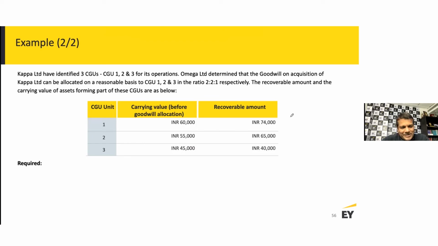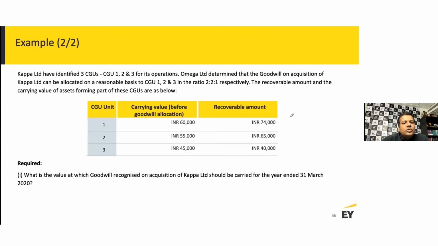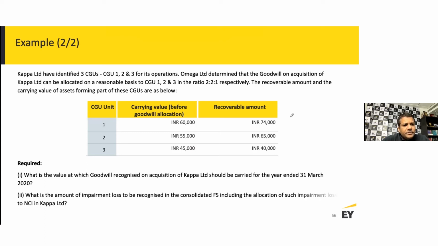Now the question comes: required. What is the value at which goodwill is recognized on acquisition of Kappa Limited, and should be carried for the year ended 31st March 2020? Or what is the amount of impairment loss to be recognized in consolidated financial statement, including the allocation of impairment loss to NCI in Kappa Limited? All right. So 2 questions. One is I need to determine the goodwill. The second is I need to determine the impairment loss, and also how much of impairment loss to be allocated to my consol as well as to minority or non-controlling interest holders.